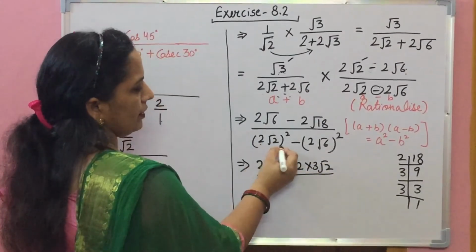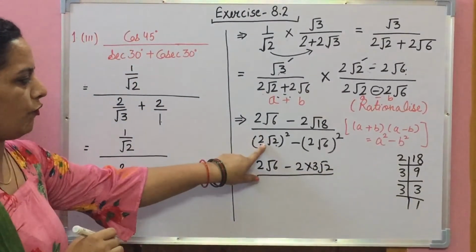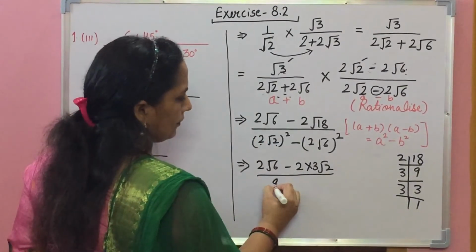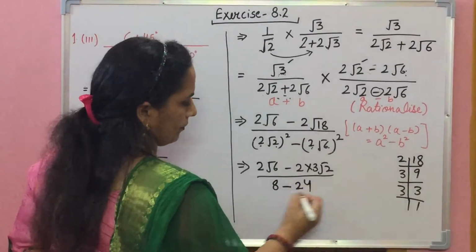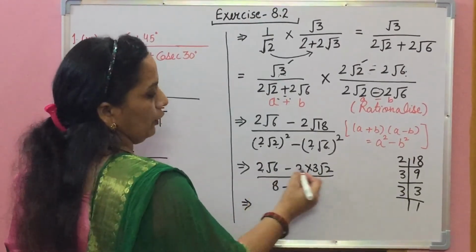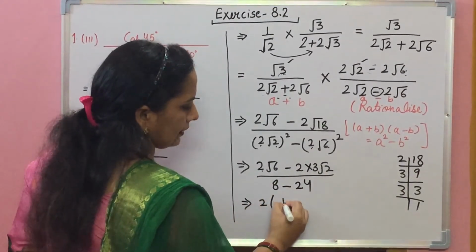In the denominator, solve this term. 2 2 ja 4, 4 2 ja 8. 2 2 ja 4, 6 4 ja 24. न्यूमरेटर से हम 2 को कॉमन ले सकते हैं.